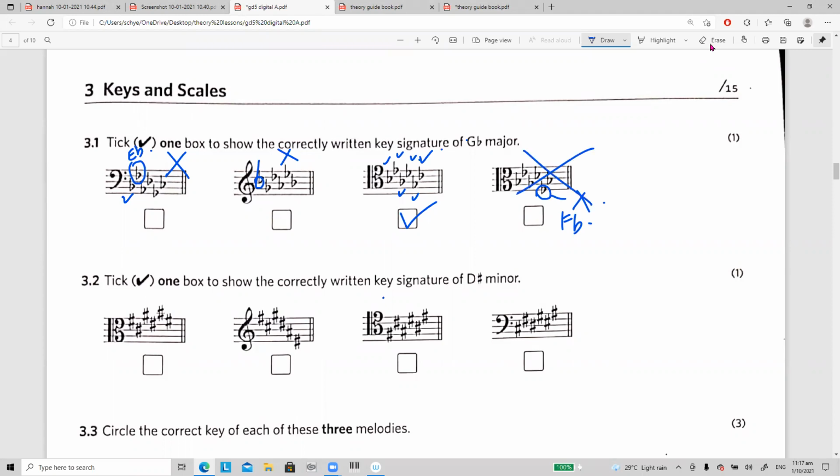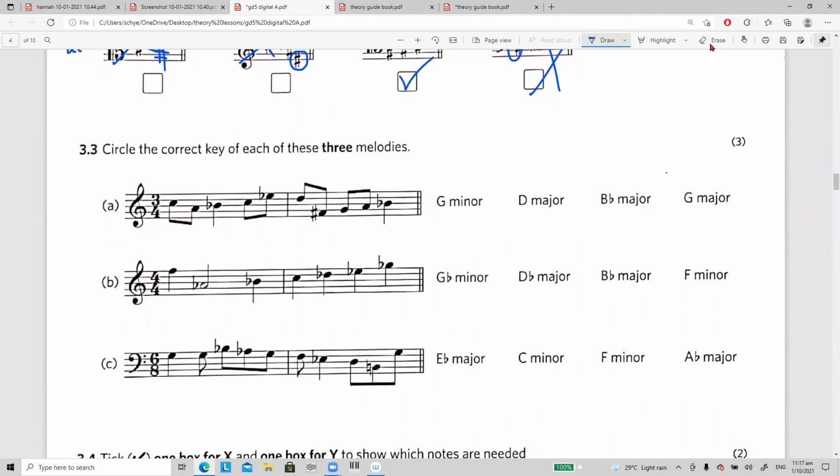Now let's look at 3.2. For 3.2, this is an alto clef. If you compare with the alto clef key signature, the position of A should be at the lower part. The position of all these flats and sharps are actually fixed. And this E sharp should be up here, so this one is also out. And this one is correct. The last one is wrong because the first sharp should be up here, so this is out also.